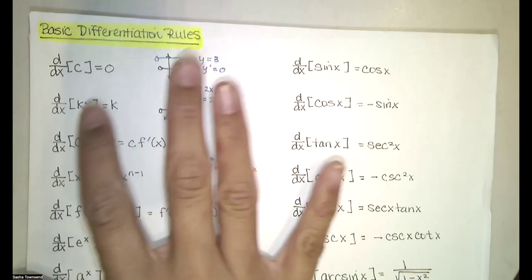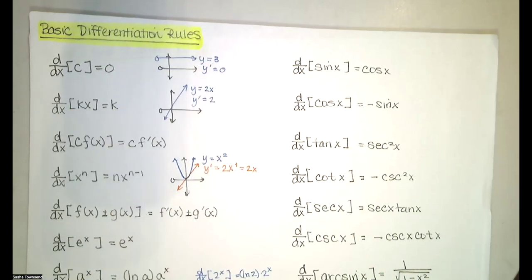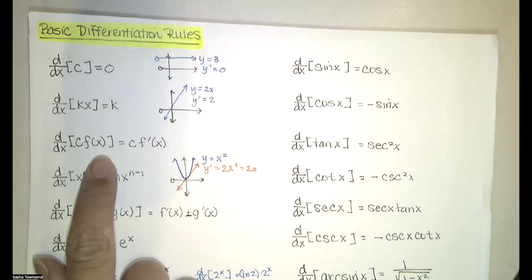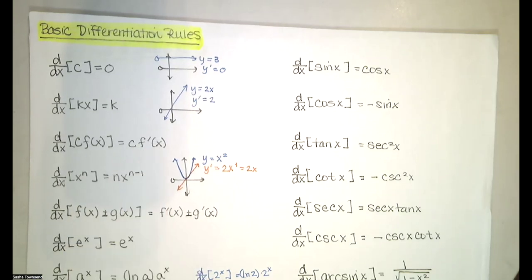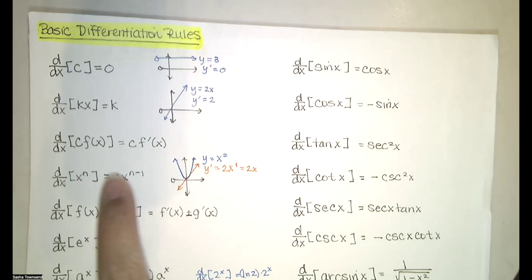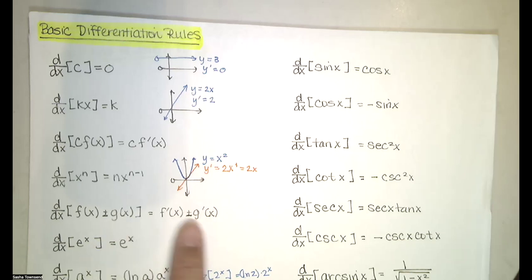Derivative of a constant is 0. Derivative of a constant times x is a constant. You have a constant times a function. Just write down the constant and multiply by the derivative of the function. Derivative of x to some power is the power times x to the 1 less power. Derivative of a sum is a sum of derivatives. Derivative of a difference is the difference of derivatives.